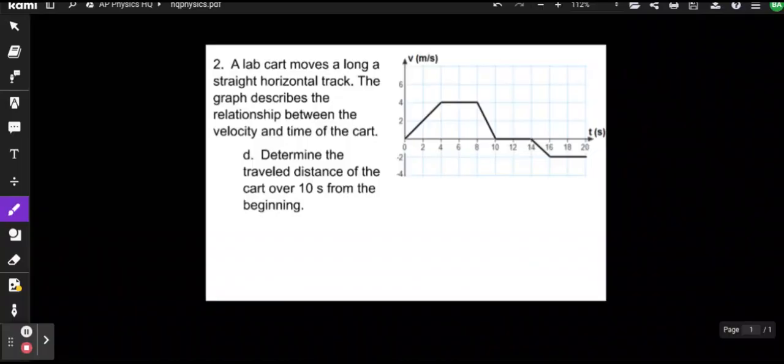Part D is asking, determine the travel distance of the cart over 10 seconds from the beginning. I want you to remember that distance and displacement are not the same. In this case, we can take the area under the graph because the area is all positive. However, if it was asking to find the distance traveled from 0 to 16 seconds, rather than subtracting this area, we would add it to find the distance, and we would subtract it to find displacement. In this case, since it's all positive, we simply have to find the area under the graph.